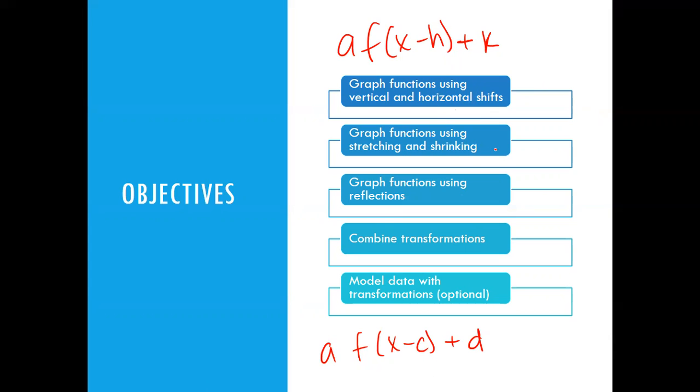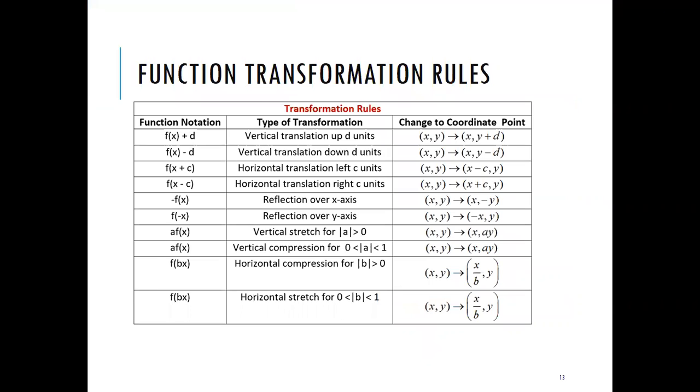You look at your stretch and your shrinking, which is your A. Reflection is also your A, and understanding that they can all be combined ultimately. So here it is all together. So here are all of our function transformation rules. I'm just gonna leave it here, let you write it down, and those are the notes for function transformations, okay?